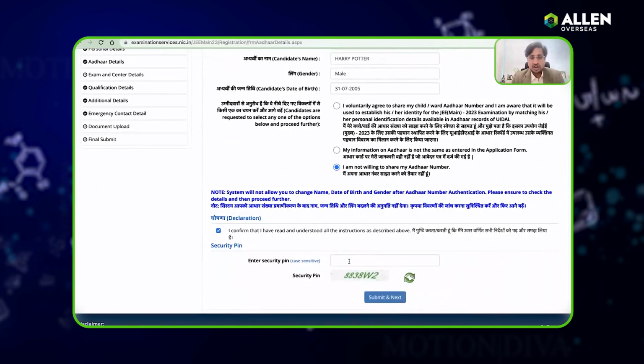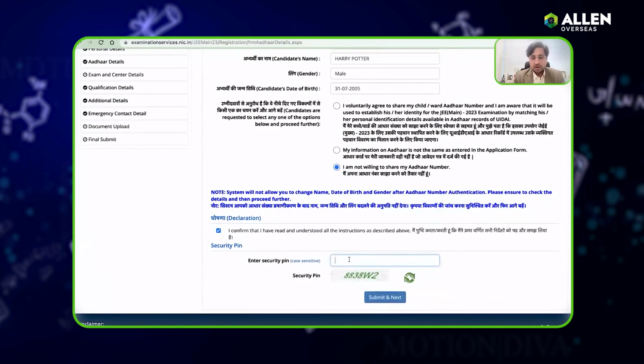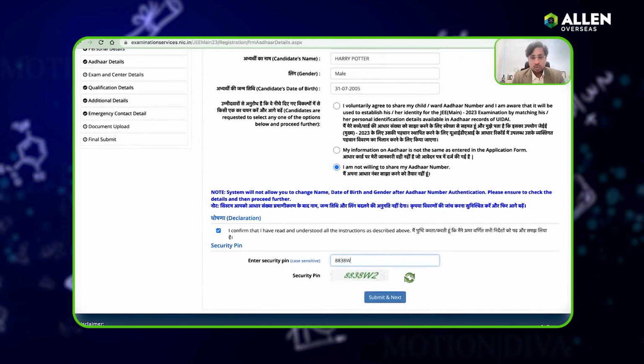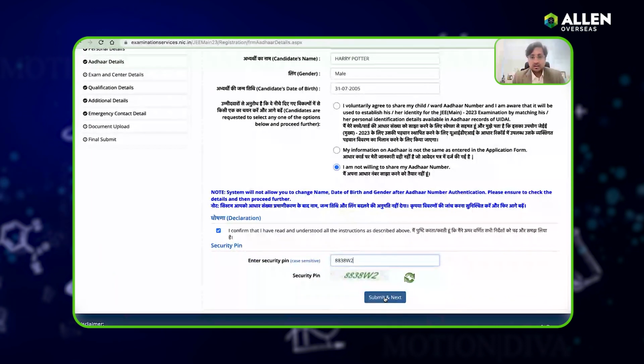Just click on the declaration, and then again it will ask for the security pin. 8838W2, and then submit and next.